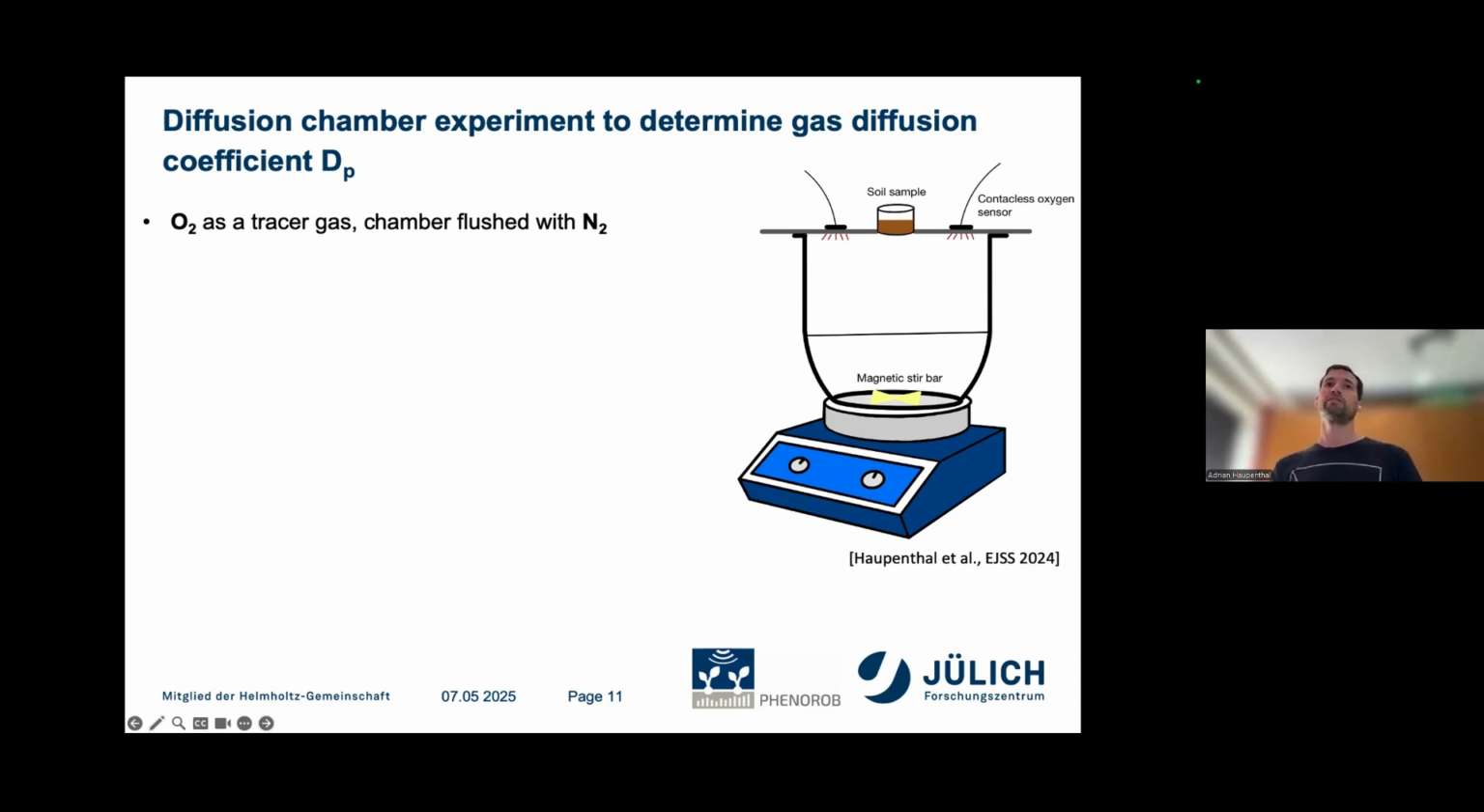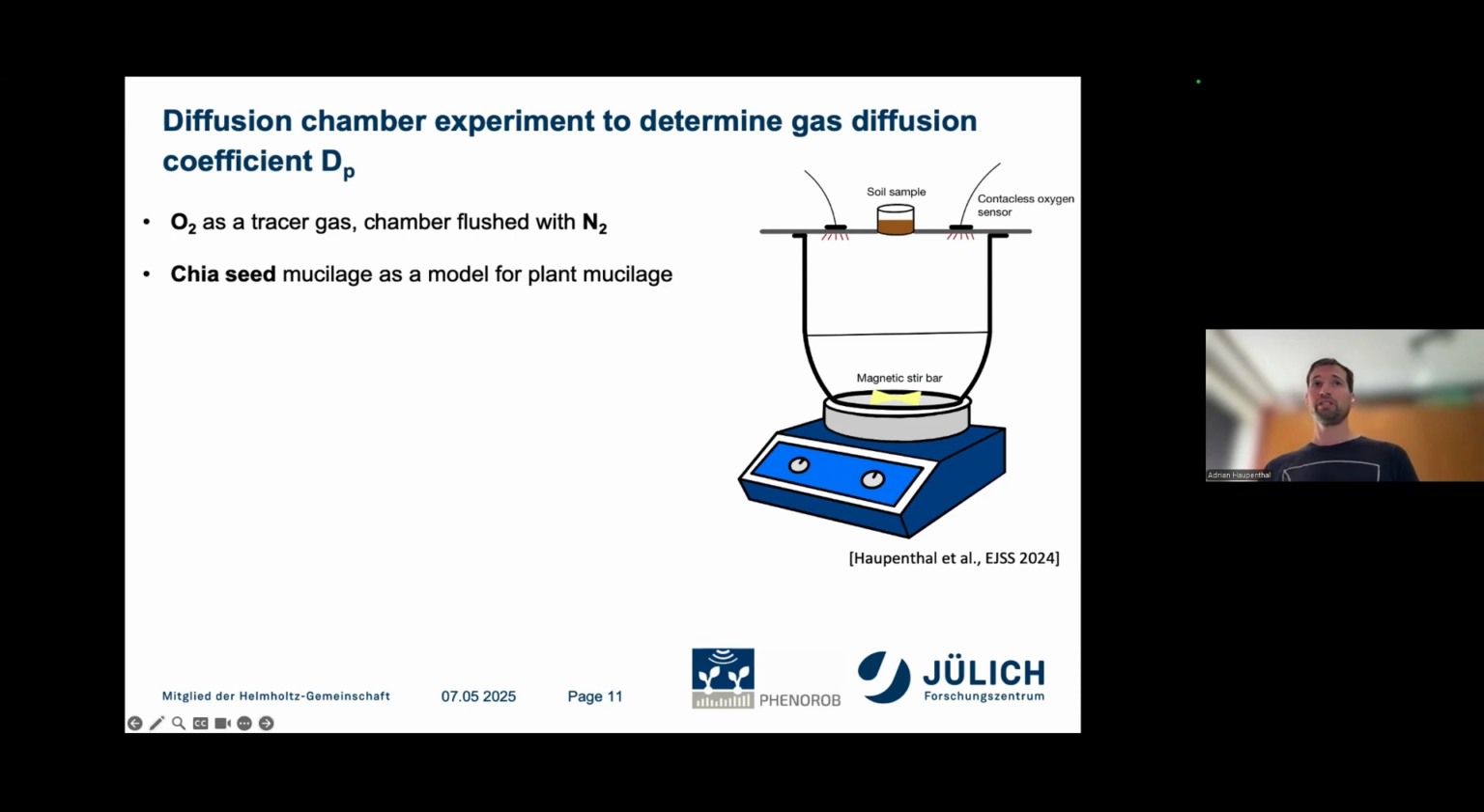And I used oxygen as a tracer gas. Therefore, I initially flushed the chamber with nitrogen to remove all the oxygen. Then the soil sample was placed on the opening, and the oxygen starts to diffuse through the soil sample into the desiccator, and I measured the increase in oxygen inside the chamber. And at the same time, the nitrogen, of course, diffused out of the soil sample.